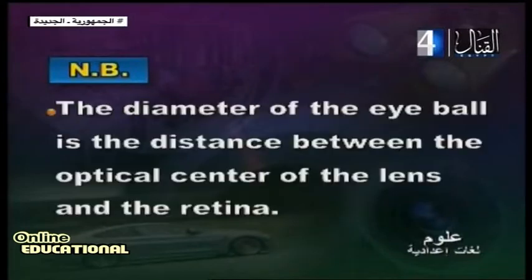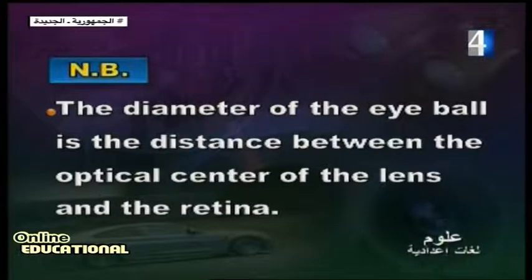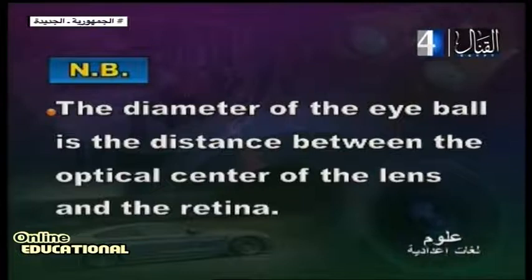Notebook. The diameter of the eyeball. What is the diameter of the eyeball? It is the distance between the optical center of the lens in the front of the eye and the retina. So the diameter of the eye is determined by the distance between the optical center of the eye lens and the retina. Of course, the retina is the screen of the eye.